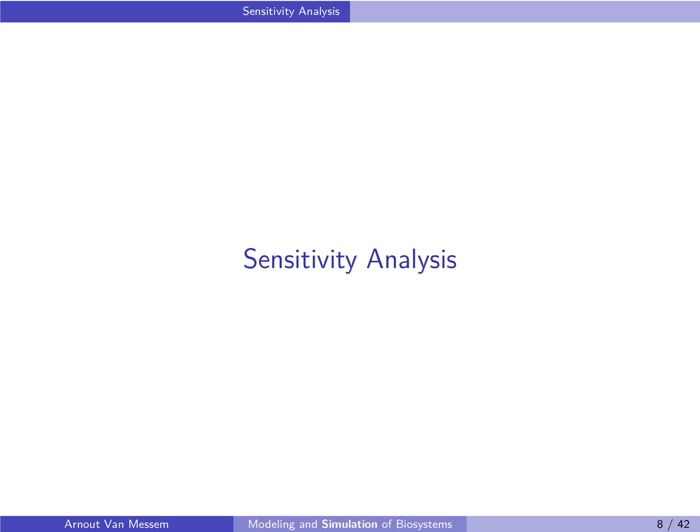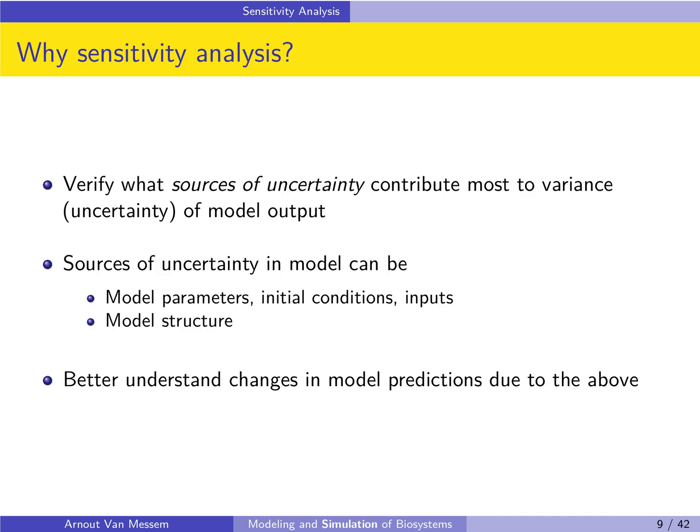Let us now take a look at sensitivity analysis. Sensitivity analysis, abbreviated SA, is a technique to determine how different values of, for example, your independent variable will have an impact on the dependent variable under a given set of assumptions. With sensitivity analysis, we can verify which sources of uncertainty will contribute most to the variance, to the uncertainty of the model output. So basically, what will have the largest influence on my outcome?